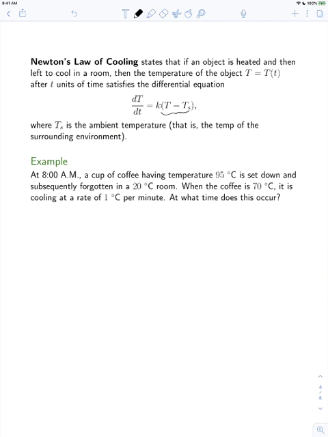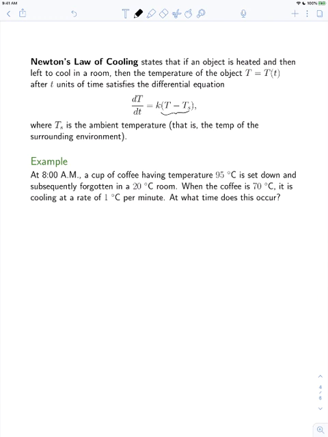At 8 o'clock a.m., a cup of coffee having temperature 95 degrees Celsius is set down and subsequently forgotten in a 20 degrees Celsius room. When the coffee is 70 degrees Celsius, it is cooling at a rate of 1 degree Celsius per minute. At what time does this occur?